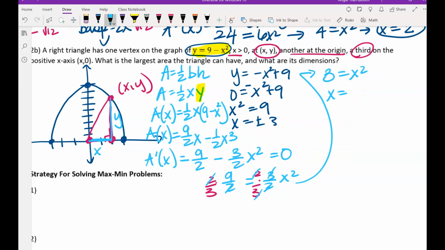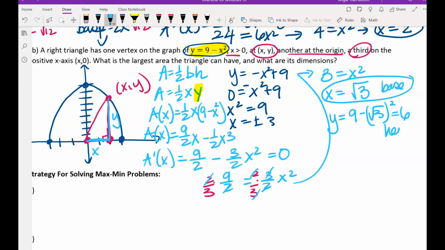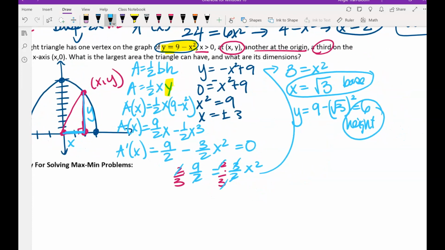If this is not an application, you would need plus or minus, but x represents the base, so I got base. The height represents y, so it's going to be 9 minus rad 3 quantity squared, so that's 6. So this is your height. Now we are going to plug it in to get the area. Area is 1/2 base times height, which is 1/2 times rad 3 times 6, so that's going to be 3 rad 3.